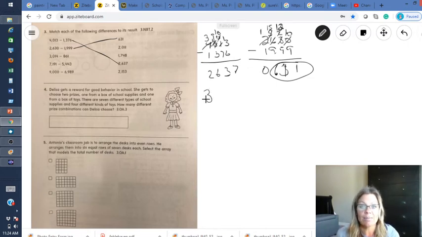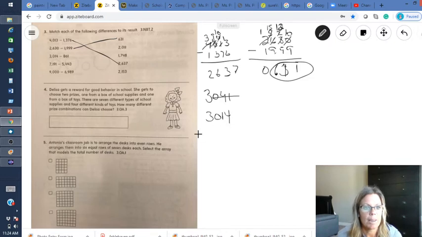See if I can do this one without making any mistakes. 3014 minus 861. Okay, 4 minus 1 is 3. I can't take 6 away from 1, and I can't regroup anything from the 0, but I can from the thousands. Turn that into 2, turn that into 10. And now I have to take this group, turn that into a 9, and turn this into an 11, right?